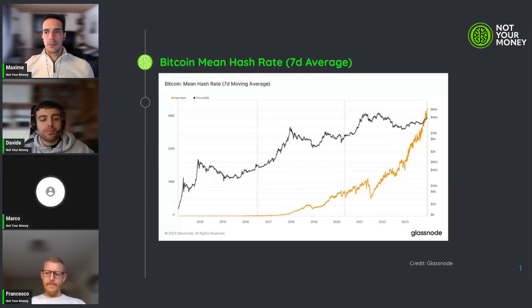Now, why you see this curve going up so much is because there's more and more institutional investment in mining. Mining companies have been listed on the stock exchange, IPOs, institutional investment, large banks investing in mining companies. And why they want to do so before ETFs, before just buying the currency as it is, is because to control money, right?